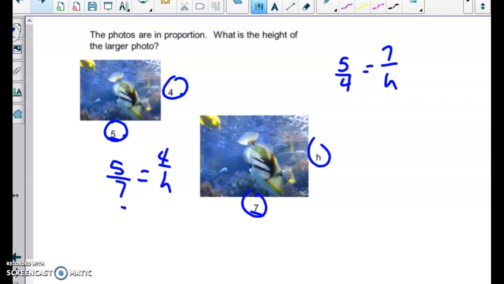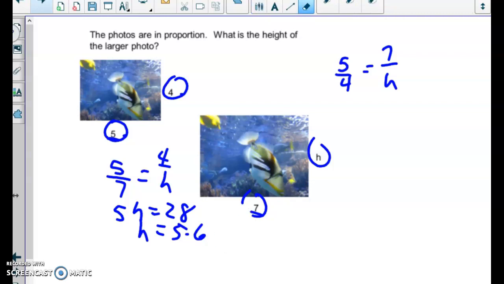Cross product here, I get 5h equals 28. Dividing by 5 gives me 5.6 inches in this case, I think. Well, I meant it to be inches. We'll make it units because I didn't write it down.